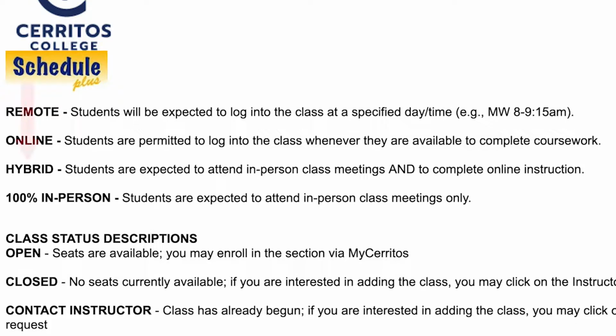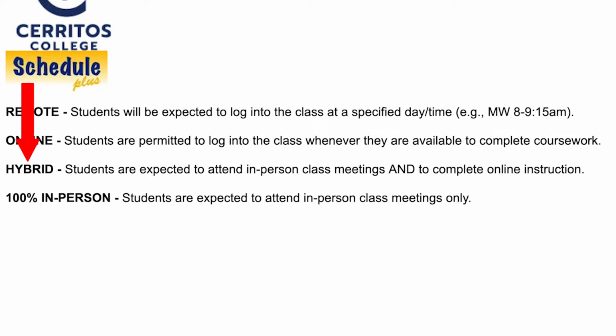Now let's talk about the hybrid option. This is where students are expected to attend classes both in person and online, meaning that half of the coursework will be done in person and the other half will be done via Canvas. It's important to note for hybrid classes, instructors will provide students with information about how they will be meeting for the first class, which might be either in person or online.